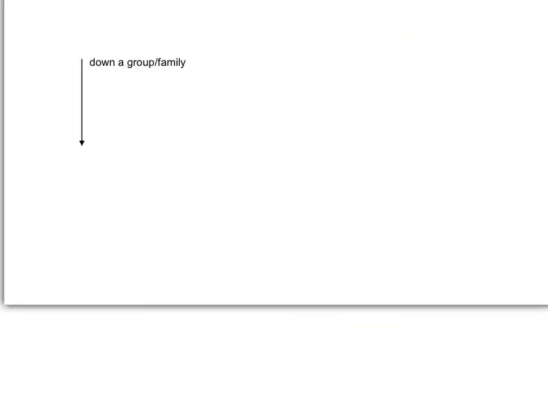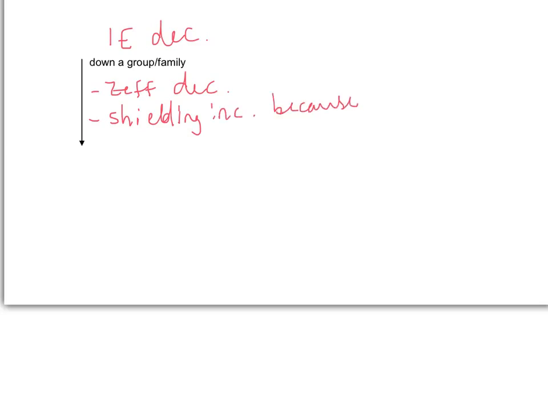Down a group or a family, ionization energy. Well, let's think about this. Ionization energy is related to Zeff. So down a group, Zeff decreases, and so your ionization energy decreases. So let's look at our supporting statements. Zeff decreases. That's because shielding increases because your electrons are added to new energy levels.